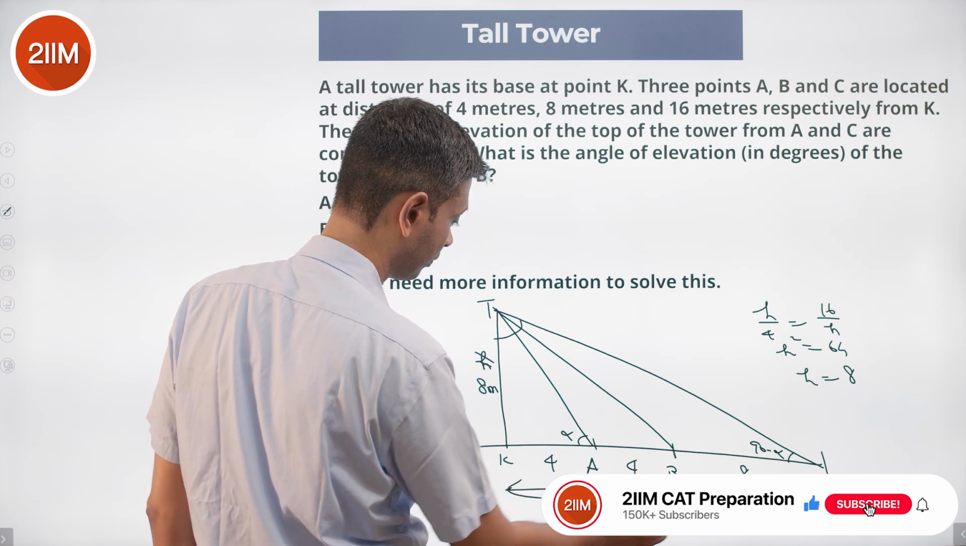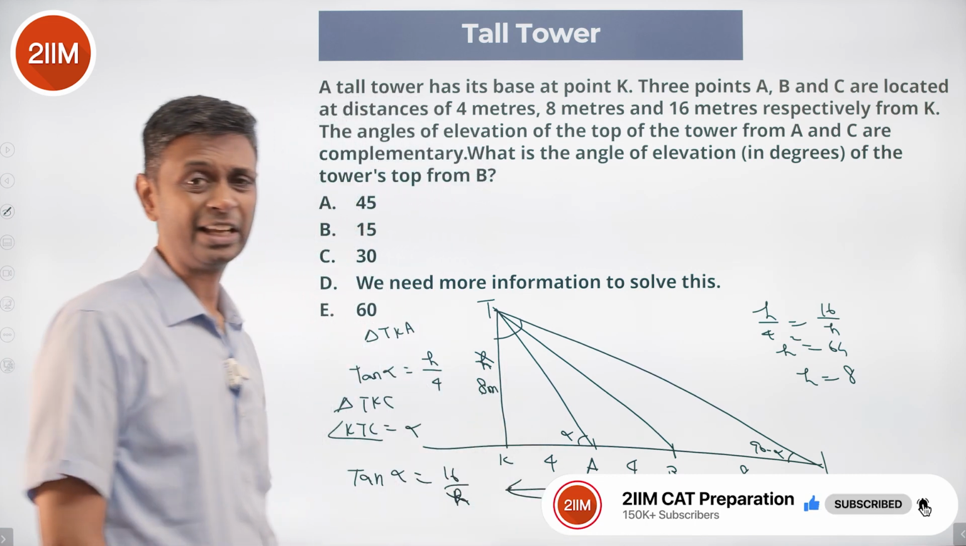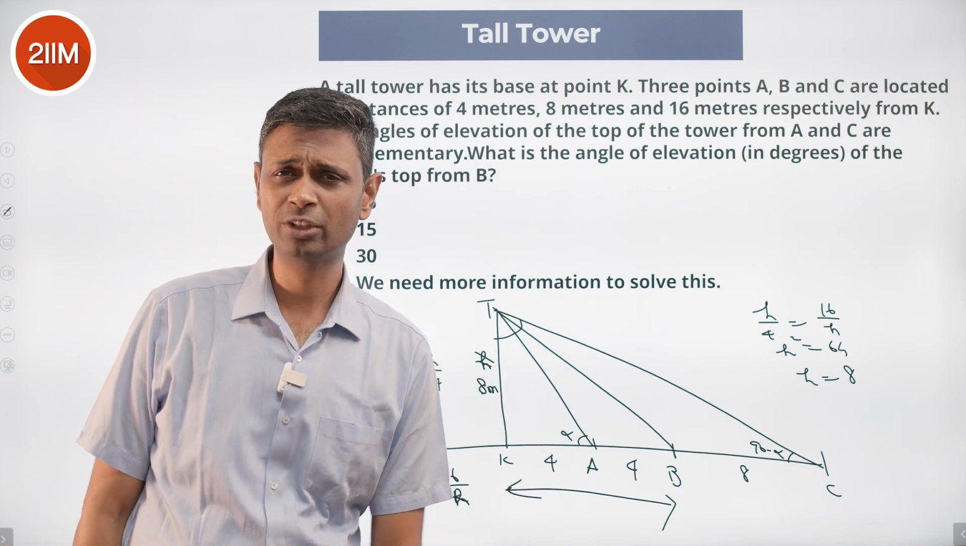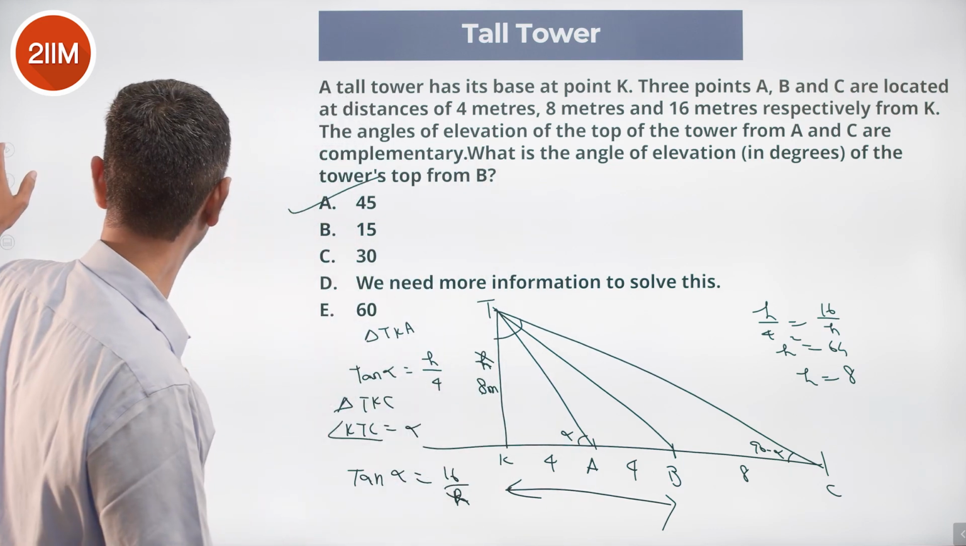This is 8, this is 8. It's an isosceles right-angled triangle, so the angle is 45 degrees. Right. Nice, a beautiful question. Very routine trigonometry question.